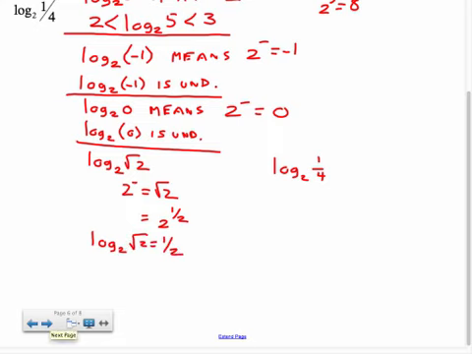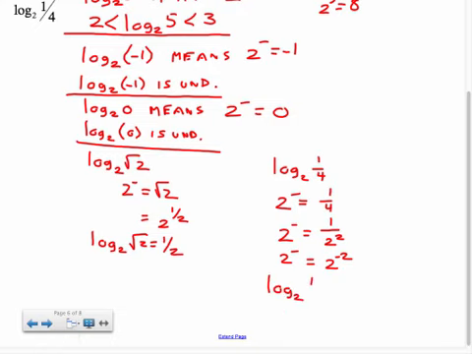And over here, I don't like this one at all. But what does it mean? This means 2 to some power equals 1/4. Somehow I have to relate 1/4 back to 2. So I can say that 1/4 could be 1 over 2 squared. And that could be rewritten as 2 to the negative 2. So the number I'm looking for there is negative 2.